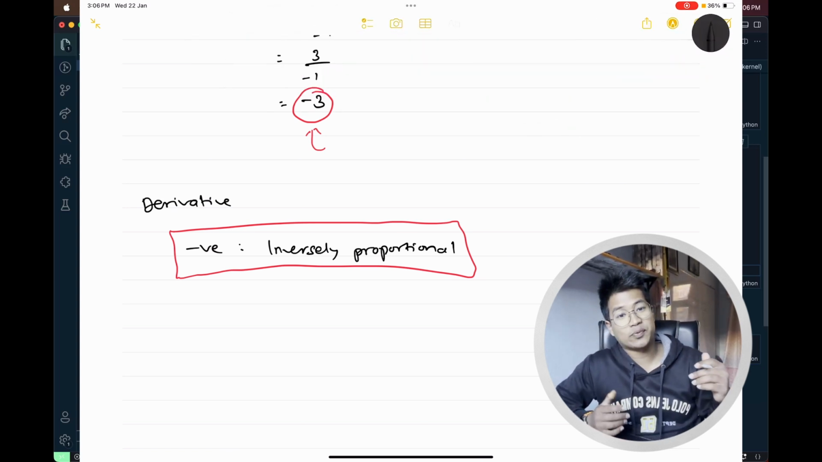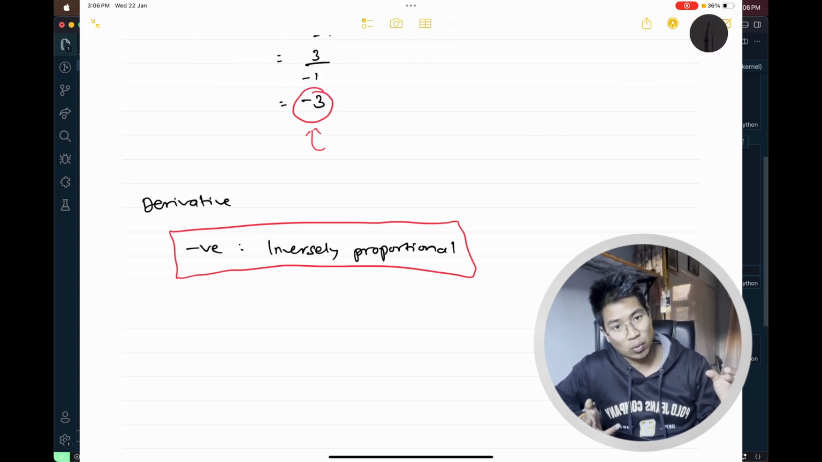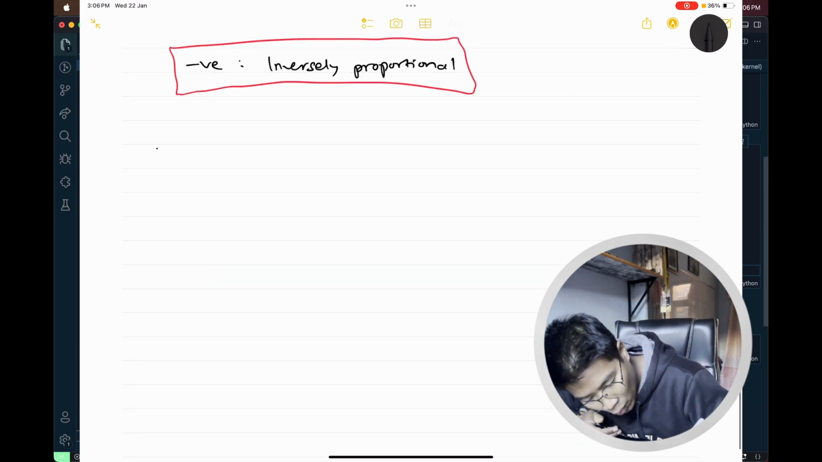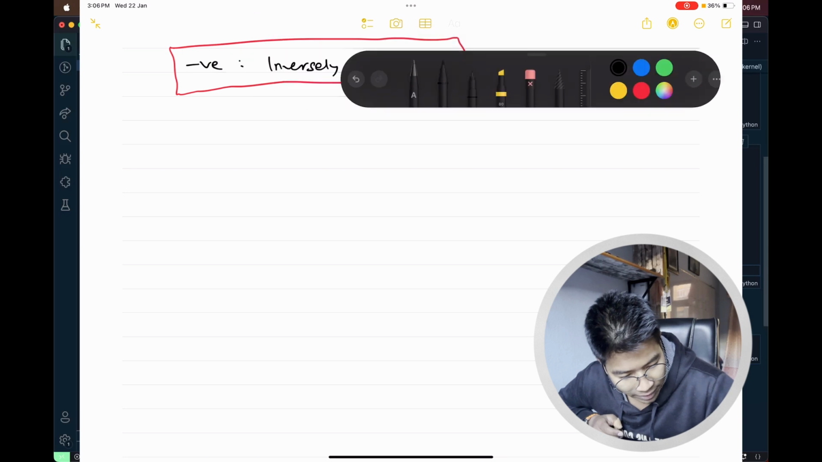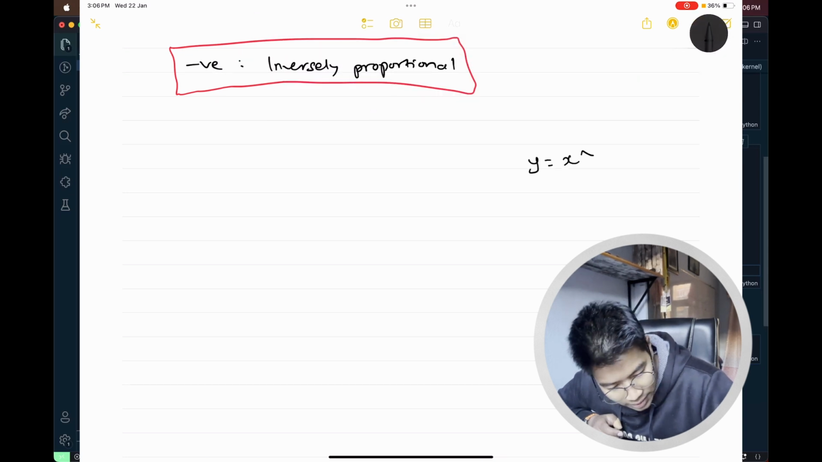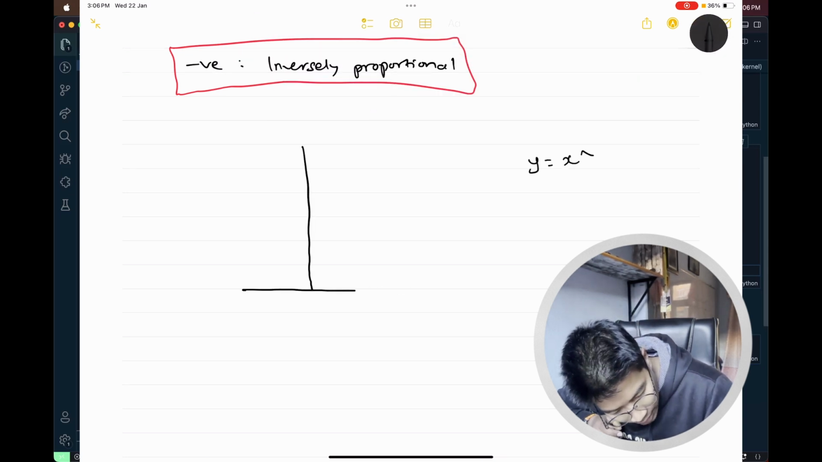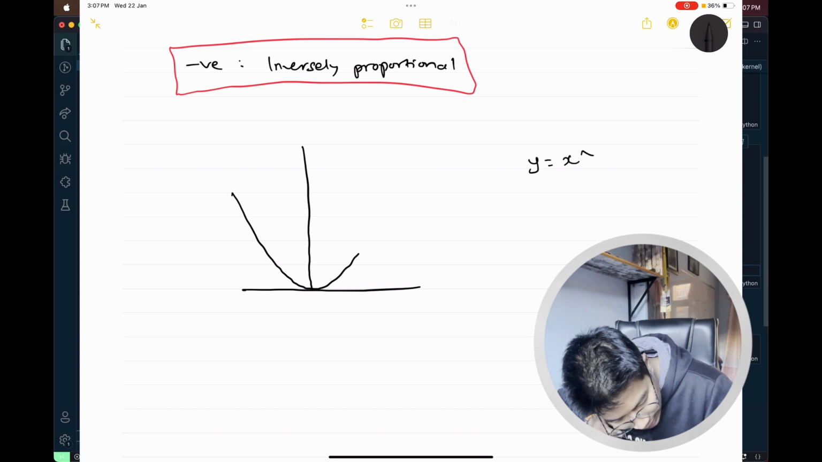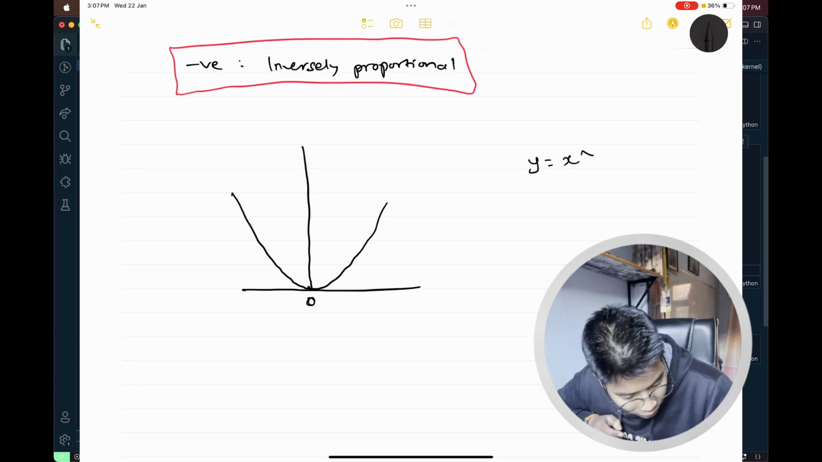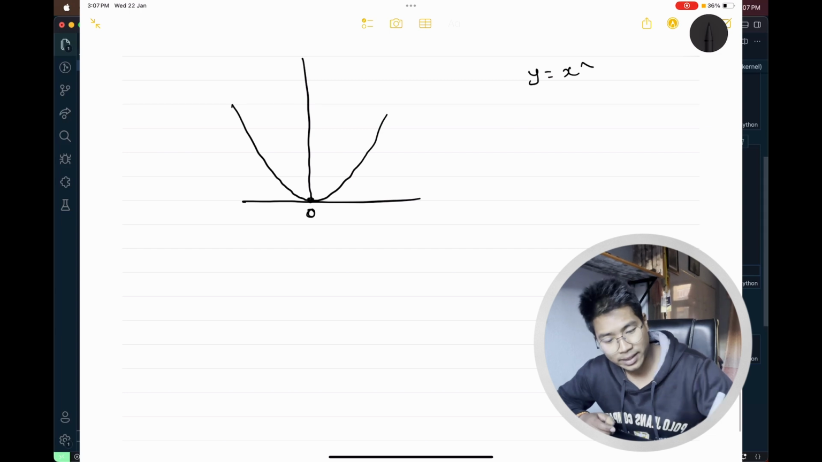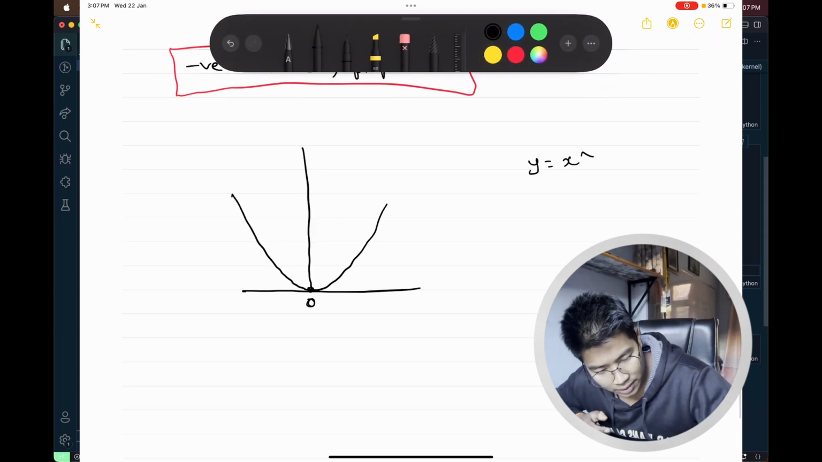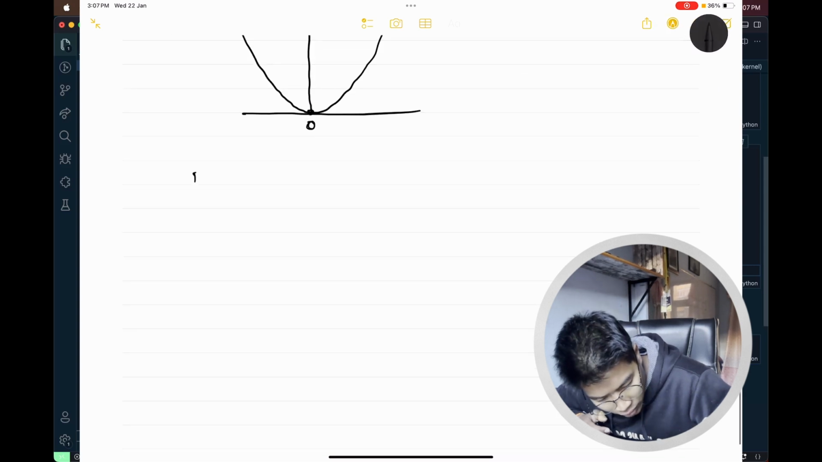Now let's look at a case where your derivative would be 0, okay? What does that mean? So let's look at the same graph again. y is equal to x squared. We'll still be using this example. So this graph will look like this. When your x is 0, your y is 0 over here, right? So let's look at that.